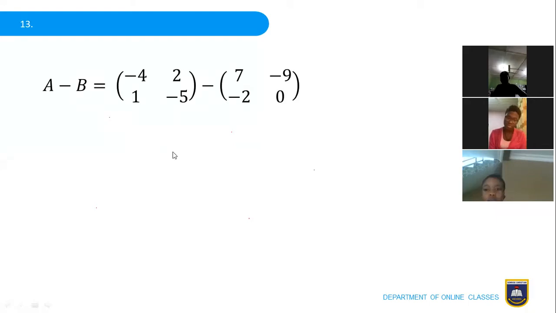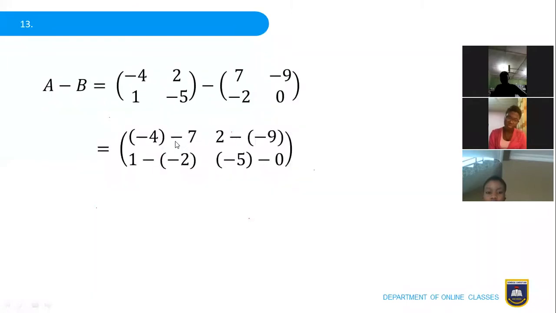So let's go through the suggested solution. As usual, we subtract their corresponding elements, and this is your answer. Good. So all of you have done very well. That's a good attempt.